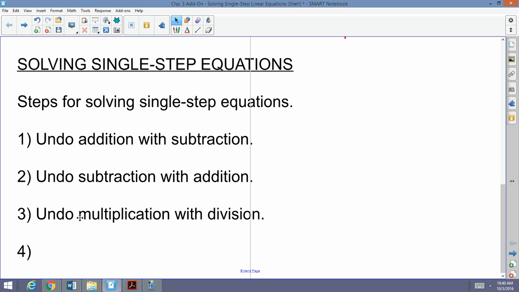Undo multiplication with division. If I have 3x equals 15, I'm going to divide both sides by 3 to cancel out the multiplication. To both sides, of course. And last but not least, I undo division with multiplication. If I have x over 5, I'm going to multiply both sides by 5 to get rid of that division.